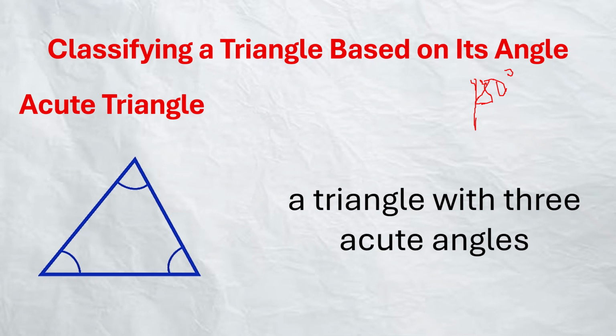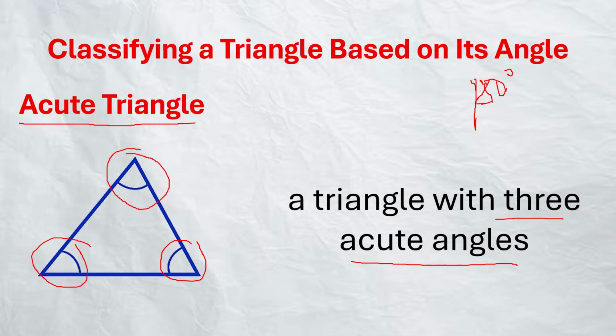This figure, as you can see here, is what we call an acute triangle. An acute triangle is a triangle with 3 acute angles. Note that all 3 angles of this triangle are acute angles. This means that the triangle is called an acute triangle.